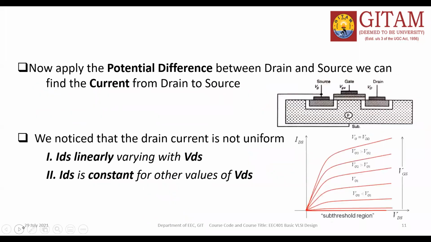So if IDS is not 0, what is happening here? One thing is that IDS varies linearly with VDS, and IDS is constant for the other values of VDS. That is what we can observe.